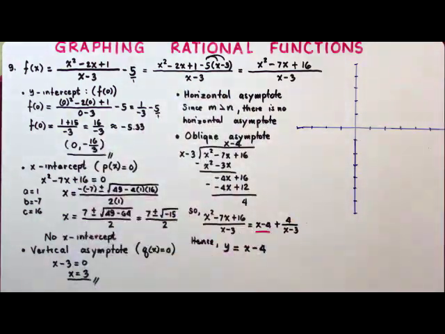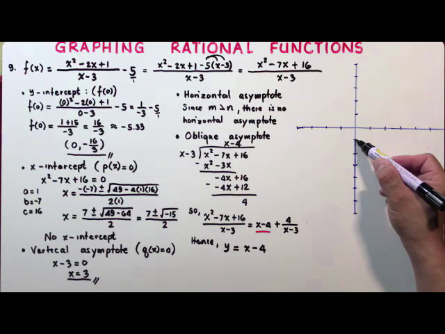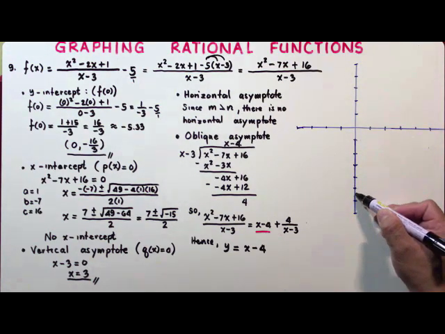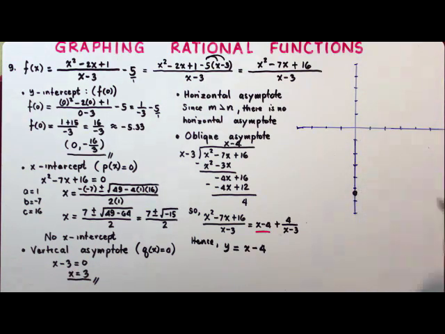So plotting the points of interest here in the plane, we plot first the y-intercept, which is the point 0, negative 16 over 3. The y is negative 16 over 3, which is equal to negative 5 and 1/3. So negative 1, negative 2, negative 3, negative 4, negative 5 and 1/3. So the point is here. And also plotting the vertical asymptote, we have x equals 3. It's a vertical line that is 3 units to the right of the y-axis here.